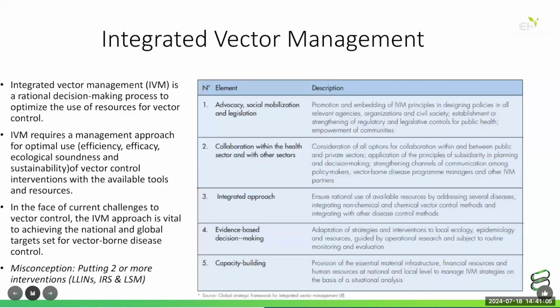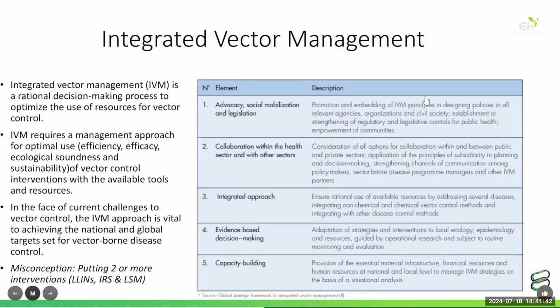But we all know that there are also challenges that are faced in implementing this. I think one of them is the misconception on how we define integrated vector management. I think it has been noticed that mostly how countries do this is basically just taking one intervention and another, and they call that intervention IVM without really looking at what IVM stands for, because it's a rational decision-making process to optimize the use of resources that are available.